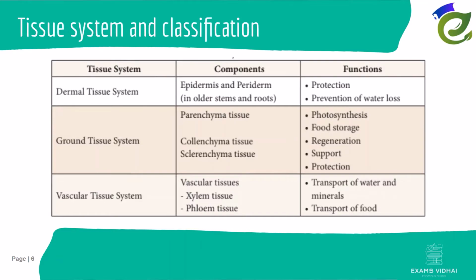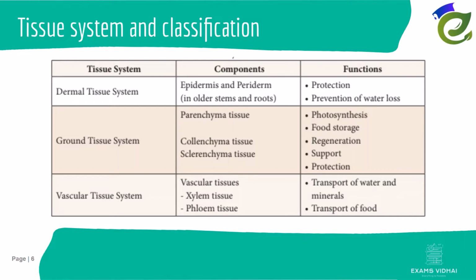Tissue systems in plants are categorized into three categories. The first one is the dermal tissue system, the second category is the ground tissue system, and the third category is the vascular tissue system. The dermal tissue system mainly consists of epidermis and periderm. The function of the dermal tissue system is protection of the inner tissues of the plant, and prevention of water loss.